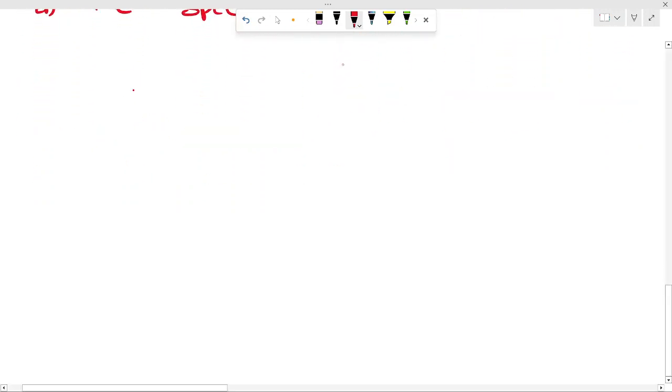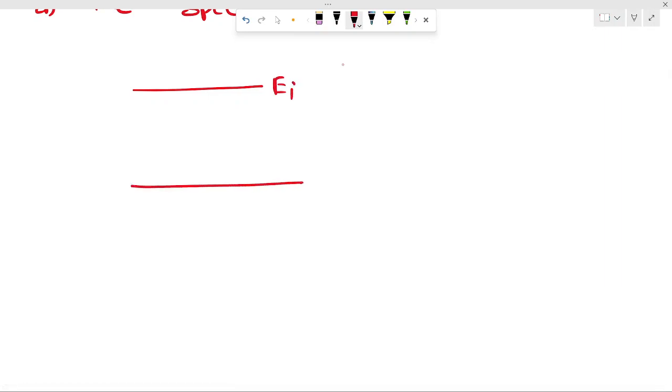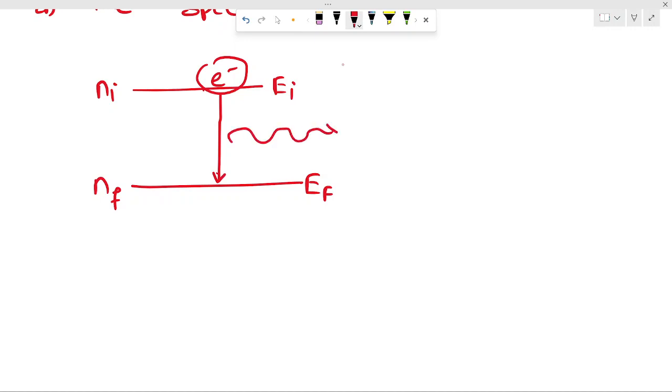Let us suppose this one is my level E_i and this one is level E_f. Okay, and this is n_i orbit number and this is n_f. So if one electron transits from this higher energy level to this, what happens? A photon is emitted having energy equal to the difference in energy between these two orbits. Okay, is it clear to you? Yes.